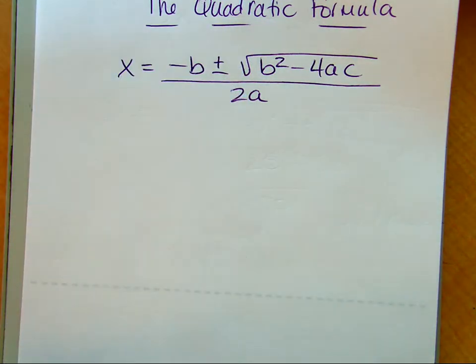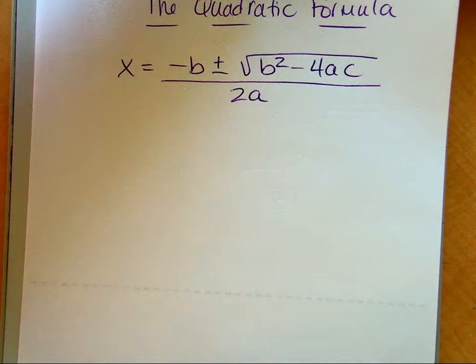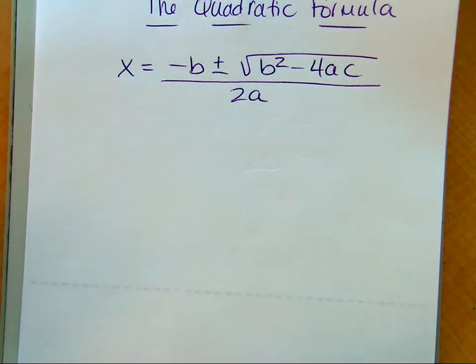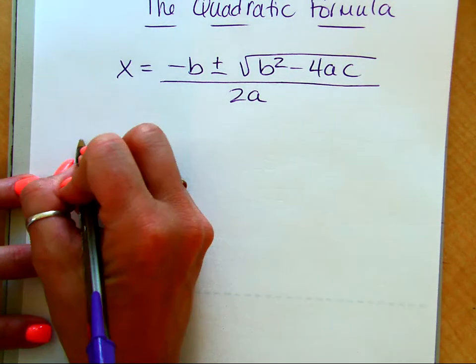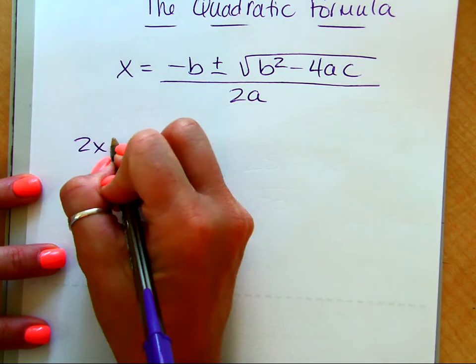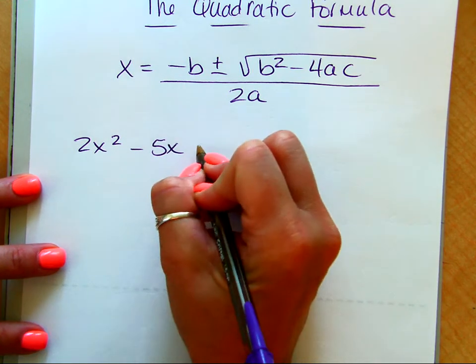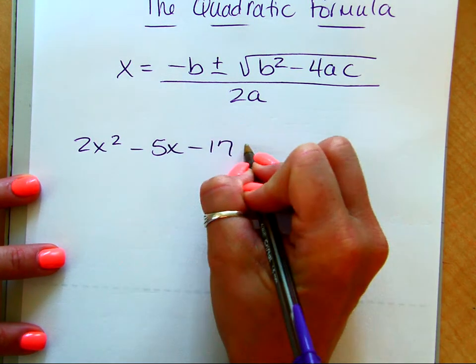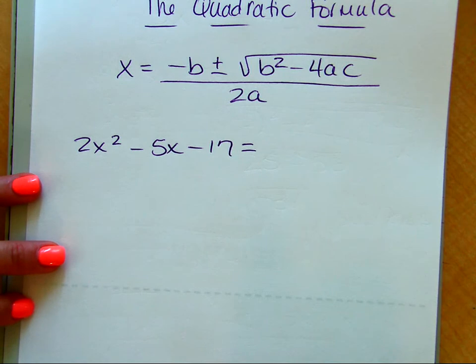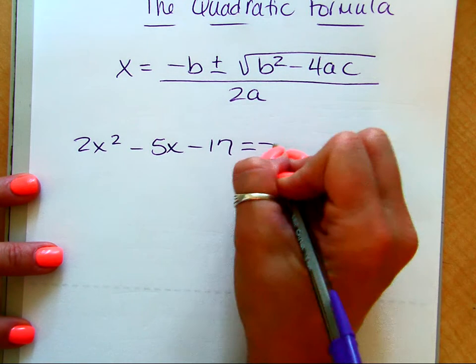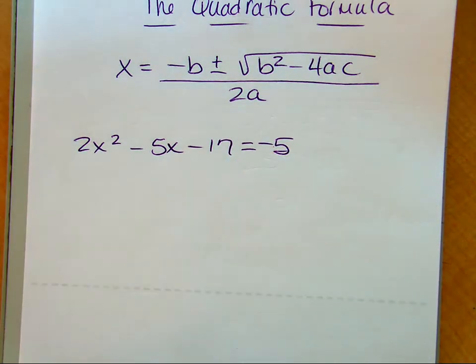So let's take a look at this first problem that we have right here. So let's take 2x squared minus 5x minus 17 equals, are you ready? It's not going to be 0. Equals negative 5. So what the heck do I do in that case?